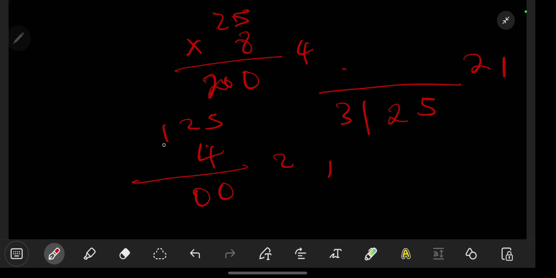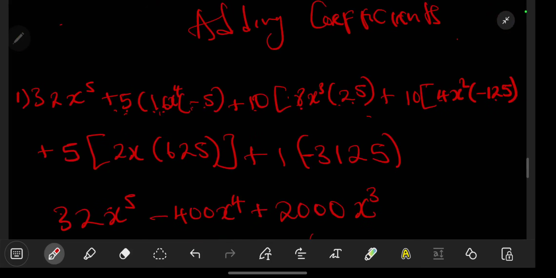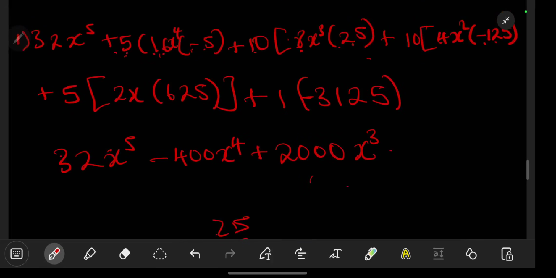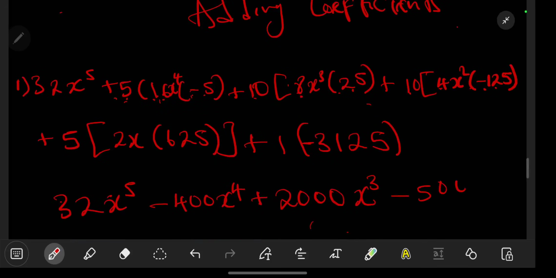Remainder 1. 4 times 1 is 4, plus 1, that will be a 500, like that. So when we multiply 4 times negative 125, that is giving us a 500, negative for that matter. So we are going to write negative, just be careful with the sign, negative 500 times 10, we are going to get 5,000. Then we have our x to the power of 2.